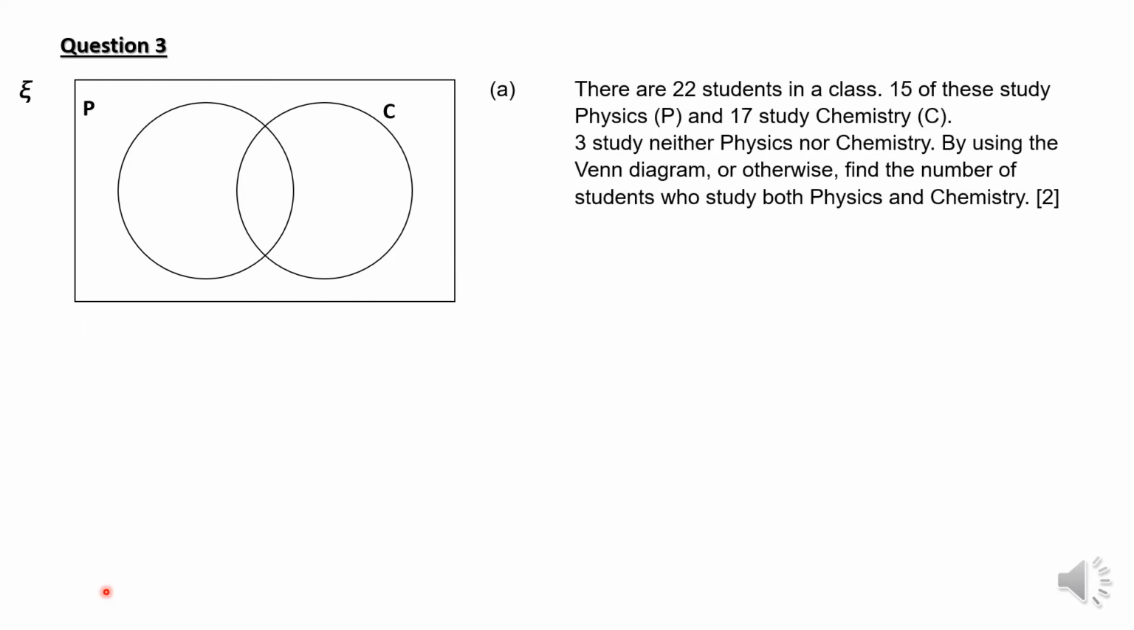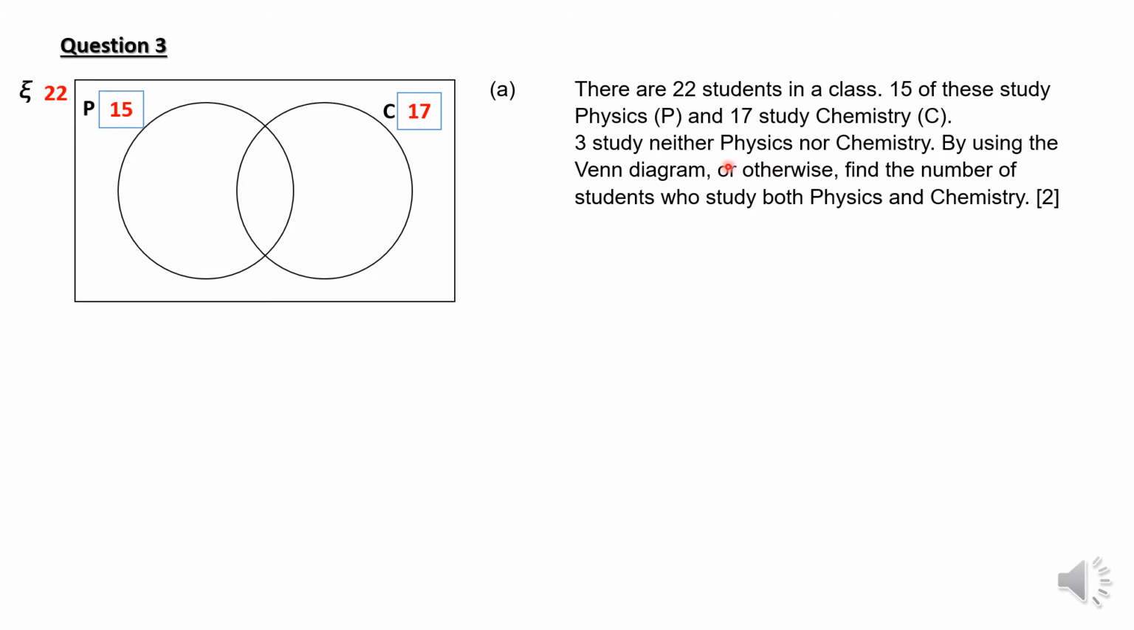Question 3, so what we have here is a Venn diagram, and the question says there are 22 students in a class, 15 of them study physics. So I will be taking the 22 as the universal set, 15 for physics, 17 for chemistry. I indicate it like that so I know that this particular set for P represents the 15 who study physics, and here C represents the 17 who study chemistry.